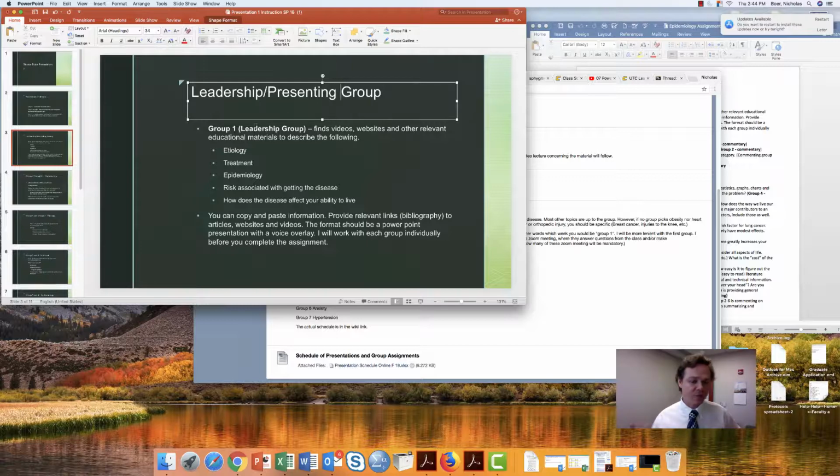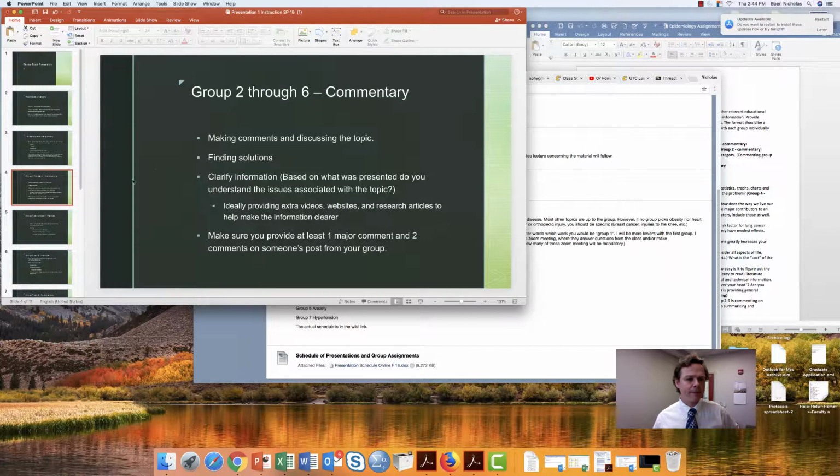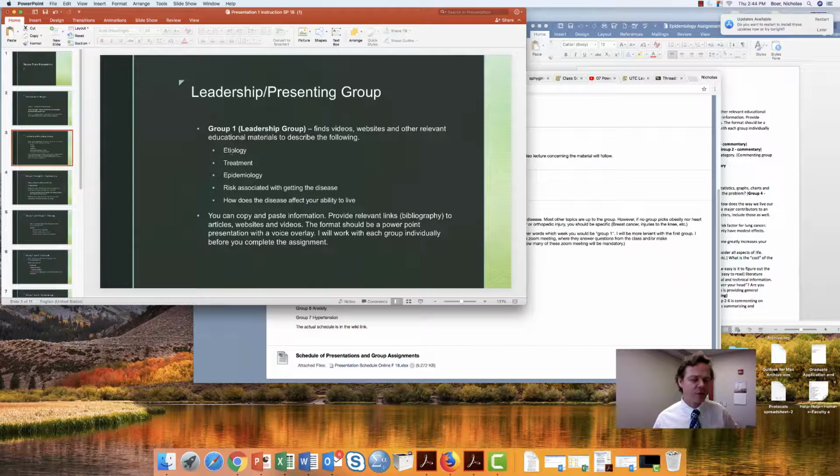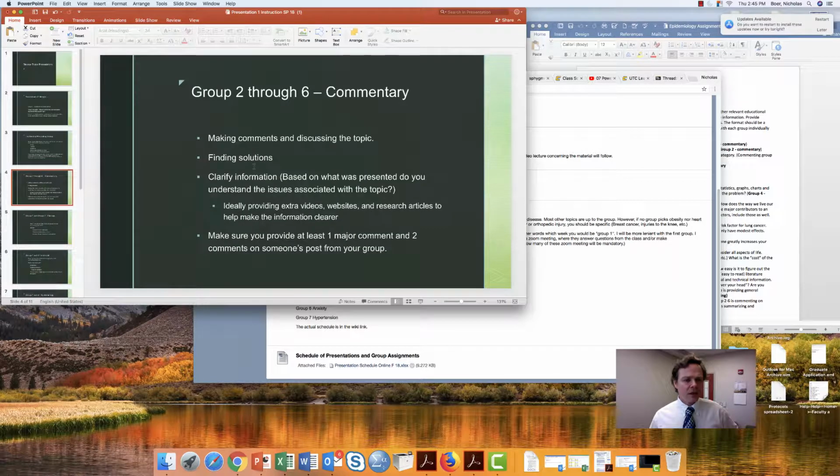So that is going to rotate through. Two groups are presenting this week, but that will rotate through. And they are doing the bulk of the work at first. They are the ones developing the presentation. You can look at the other video, where I go through the different aspects and expectations in one of the previous videos. So the other groups, 2 through 6, are doing commentary. Essentially, 5 of the groups are providing some sort of commentary for these PowerPoint presentations. The leadership or presenting group is developing the PowerPoint and creating the presentation.